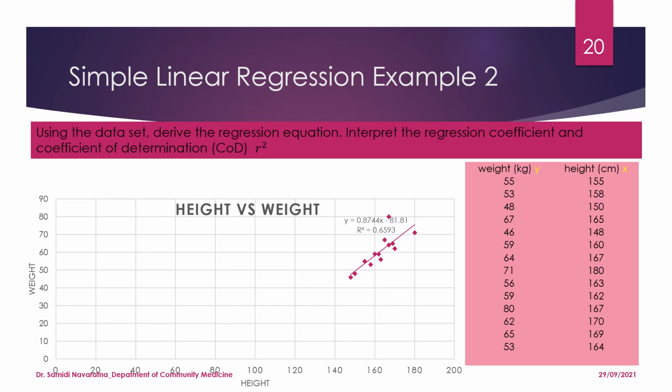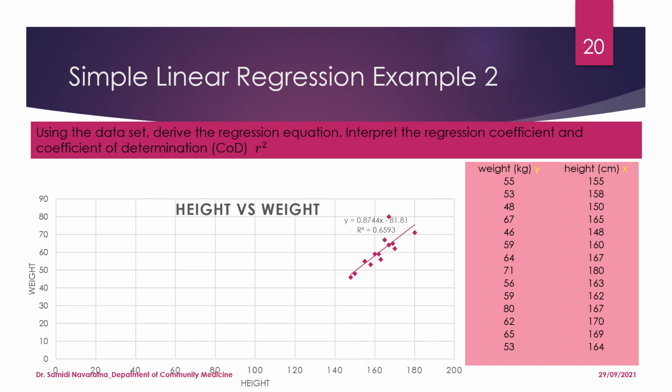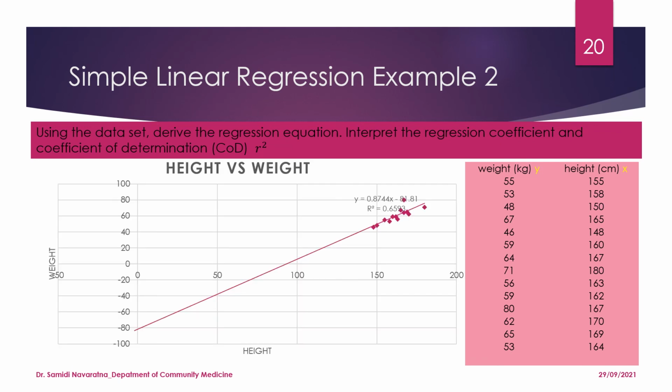Now we need to interpret the results. According to this model, for each additional centimeter of height, the weight of a person increased by 0.8744. According to the coefficient of determination, 65.93% of the data points would fall within the regression line. So if we extend this regression line, you can see that it goes towards the negative side.